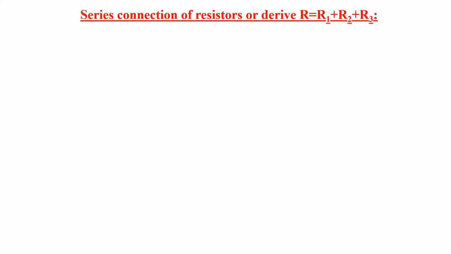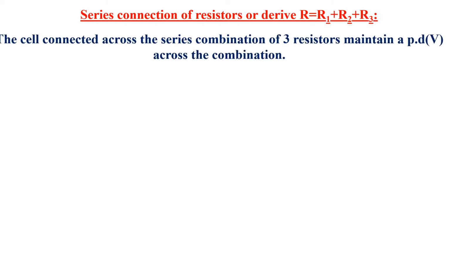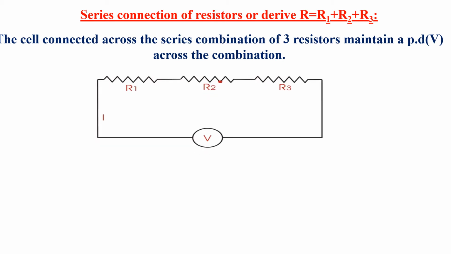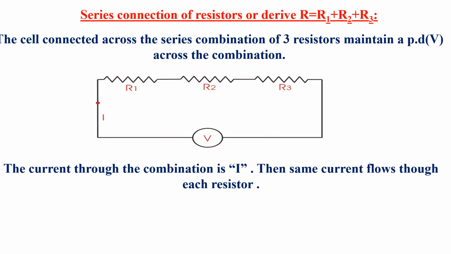Now coming to the point, the cell connected across the series combination of three resistors maintains a potential difference across the combination. This is R1, R2, R3, and here you can see how the current is passing on. Here you can see the red ball which is moving all over the series. Now the current through the combination is I. Then the same current flows through each resistor.